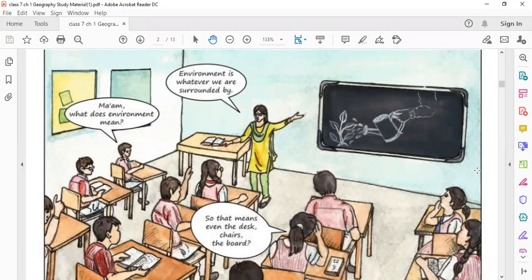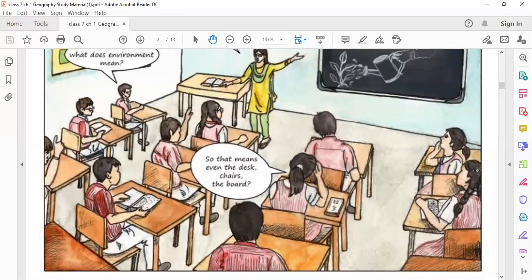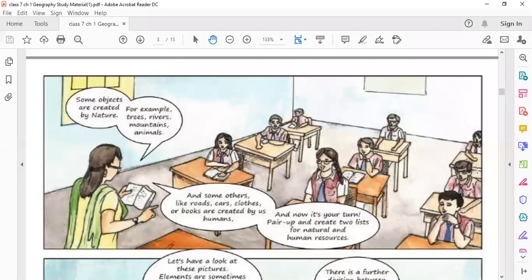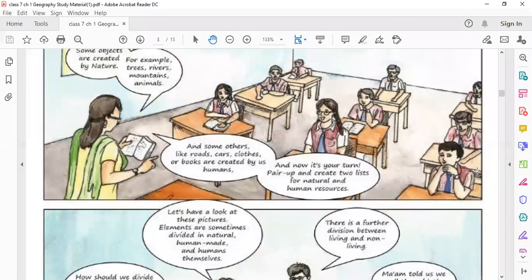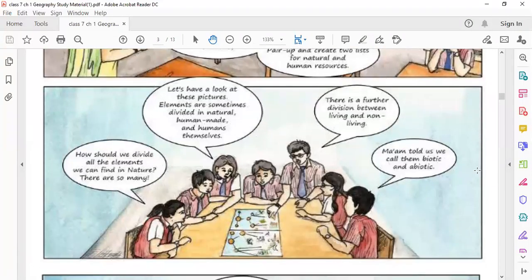So environment is whatever we are surrounded by. One boy asks, ma'am, what does environment mean? The girl is thinking, so that means even the desks, chairs and the boards are all part of the environment? The teacher replies, some objects are created by nature, for example trees, rivers, mountains, animals, and some others like roads, cars, clothes or books are created by us, the human beings. And now the teacher has given some activity to do in their class, so we are not supposed to look into it.